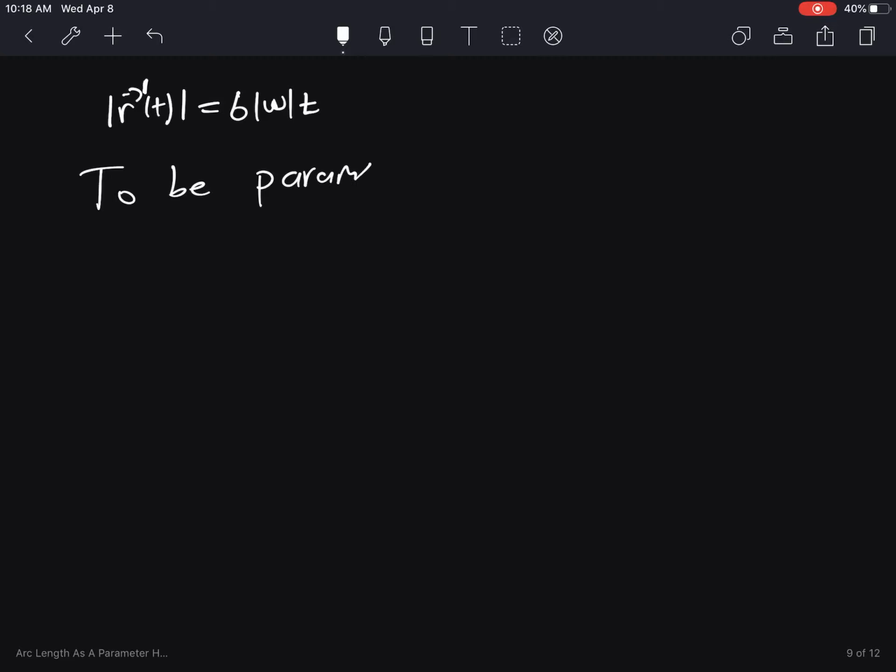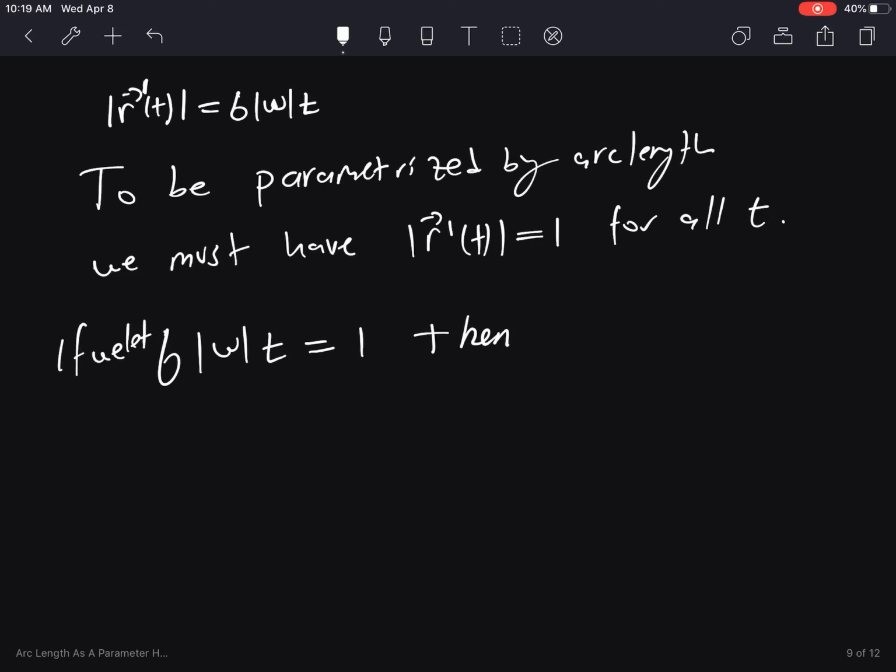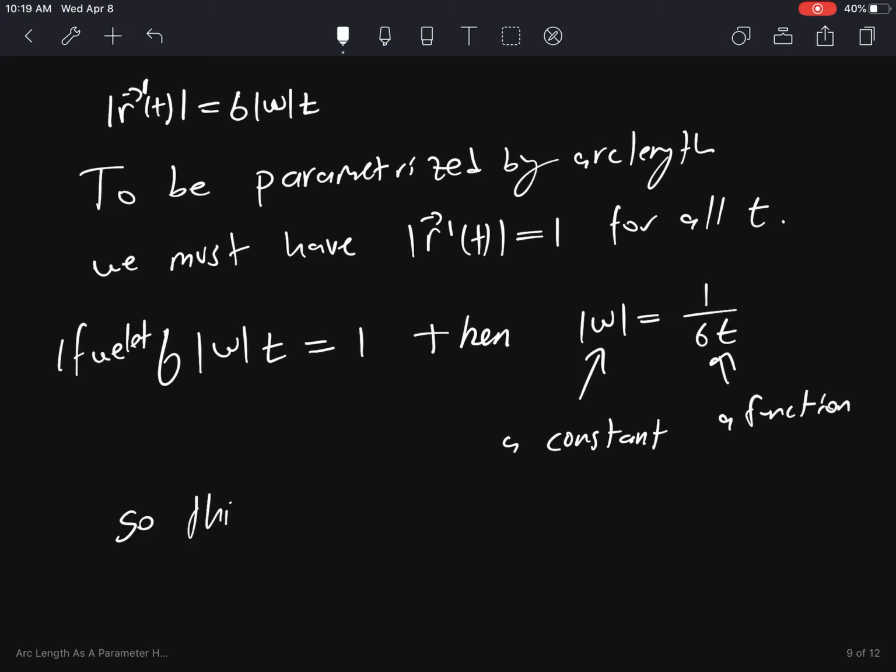To be parameterized by arc length, we must have the magnitude of the derivative of the parameterization be 1 for all t. If we let 6 omega t be 1, that implies omega must be 1 over 6t, but omega is a constant, right? And this is a function of t, so this cannot happen.